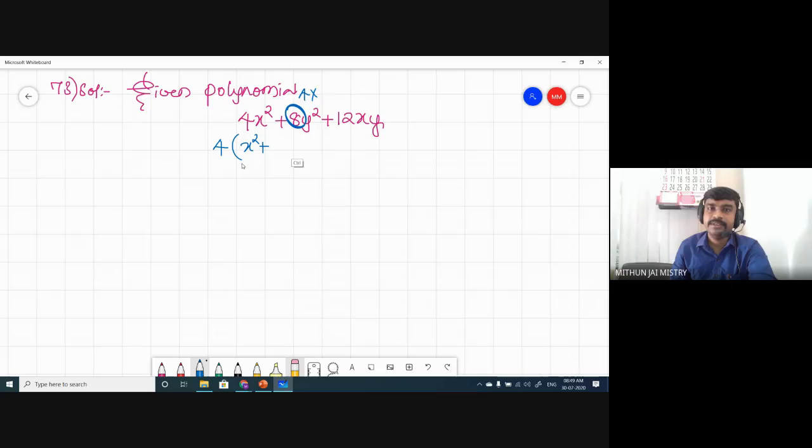I hope you got me. You understood that. Then here 2y square is left. That is simple. 4 2s are 8, y square. So when it is outside, it is distributive property.